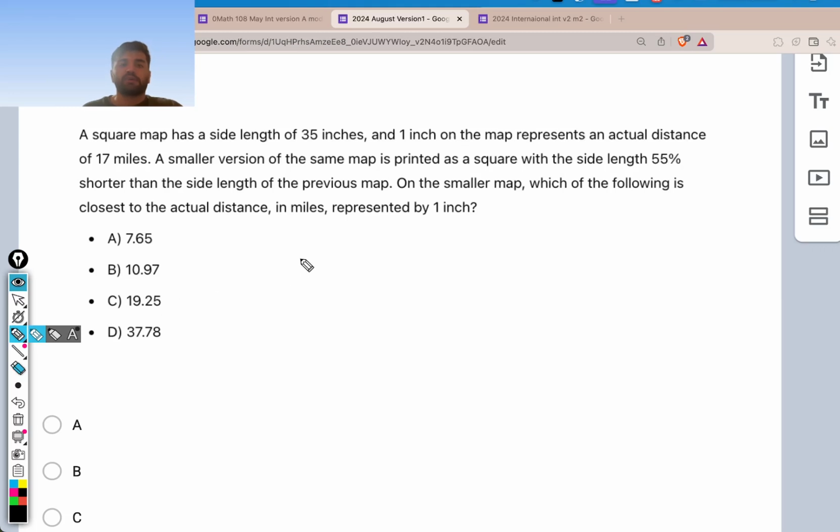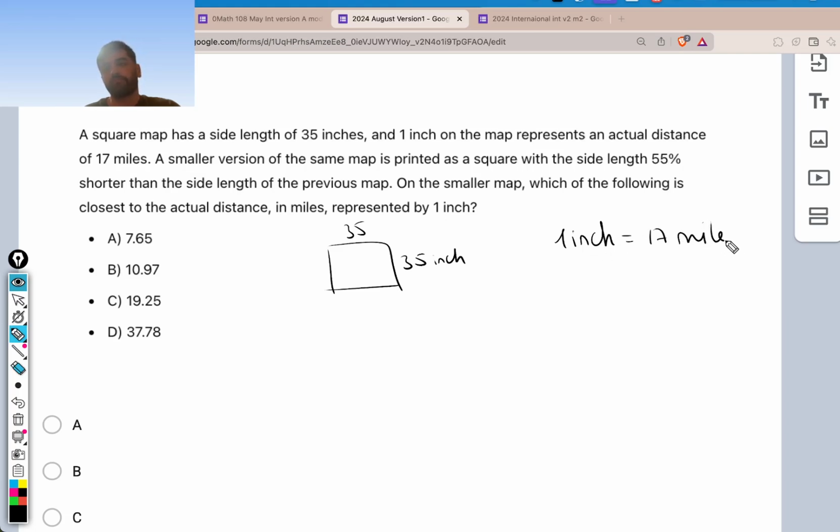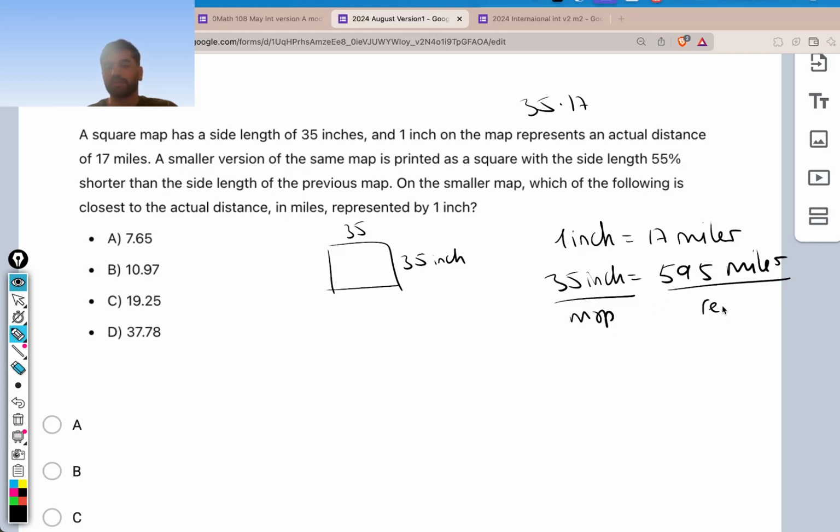Okay, here we have a square map like that. It is 35 by 35. And 1 inch is equal to 17 miles. 35 inch will be automatically 35 multiplied by 17. 35 multiplied by 17 will be, I think it was 595 miles. So it means that it is the length of the map and it is the real length, let's say.